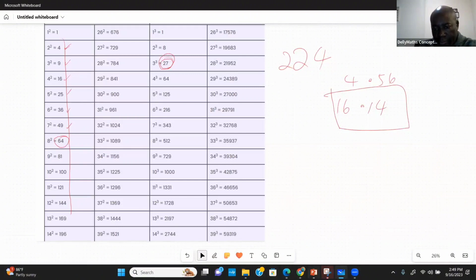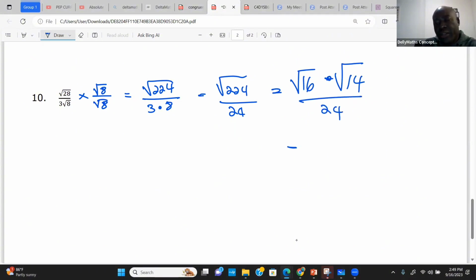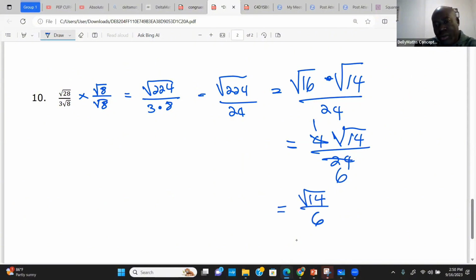So let's go back. We're going to split this into the square root of 16 times the square root of 14 all over 24. The square root of 16 will give me 4. So we have 4 root 14 over 24. Definitely 4 could cancel itself: 4 into 24 is 6. So my final response, I would have left it at root 14 over 6. That's my final response.